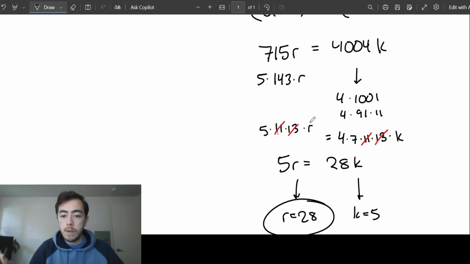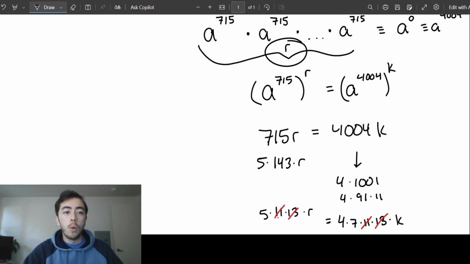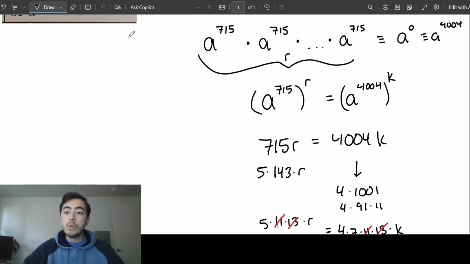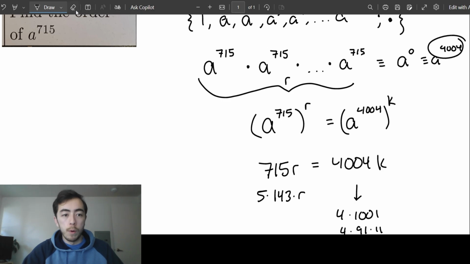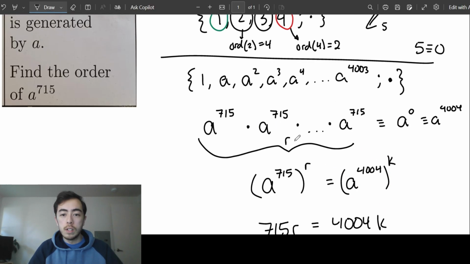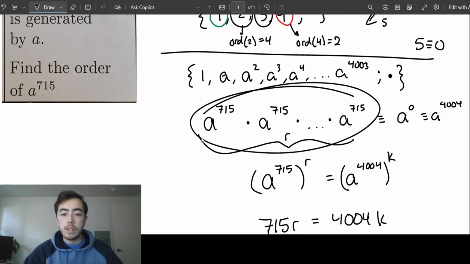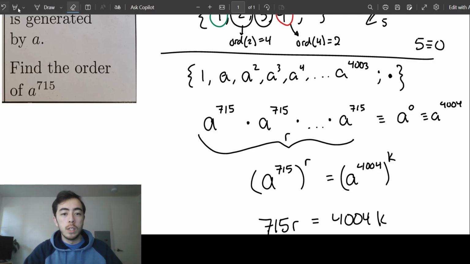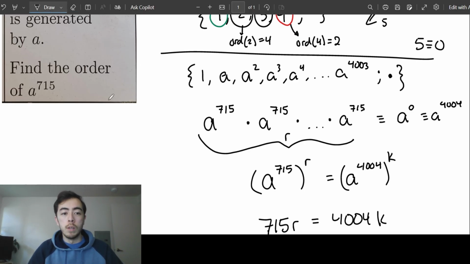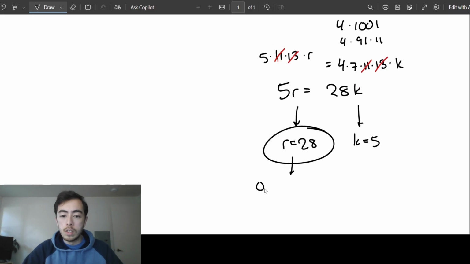We wanted to prove that when we have 28 compositions of A to the power of 715, we do get to some multiple of 4004, and that will be the identity element of our group. And so we've done it. This 28 is our answer. That shows that once we compose this element to itself 28 times, we will get back to our identity. And that is the definition of what it means to have the order of some element. So R is just the order of A to the power of 715. That's 28. And we're all done.